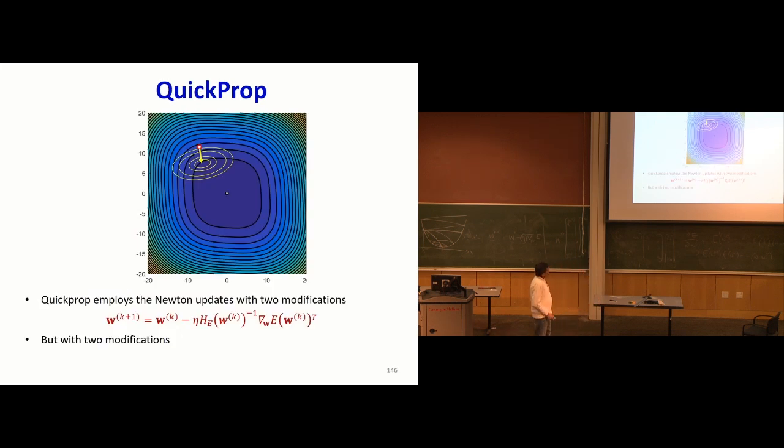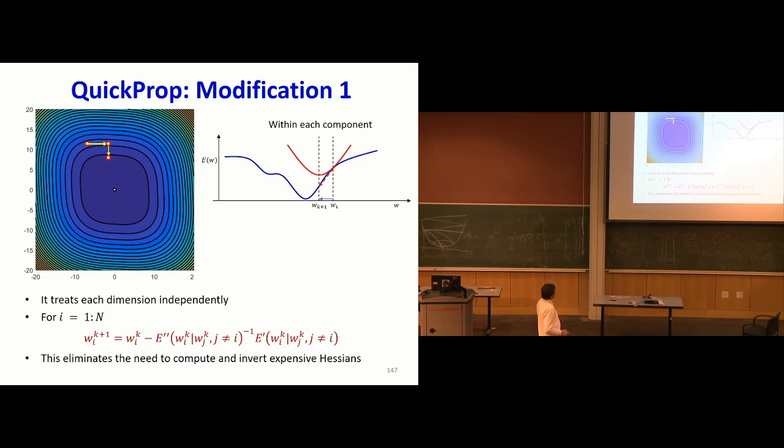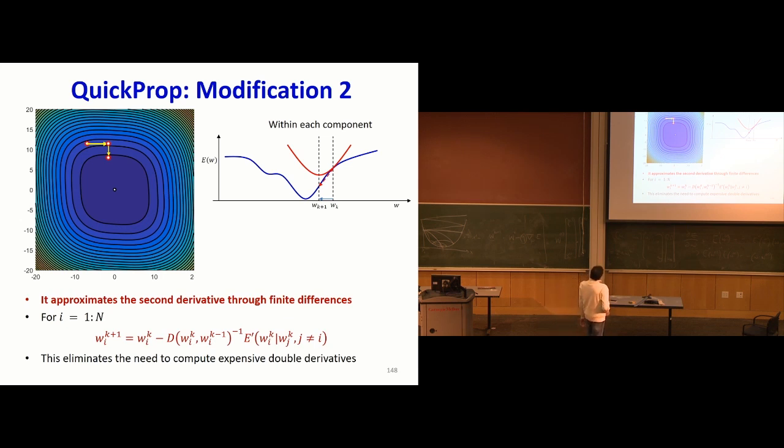Then you have other equivalents like QuickProp. QuickProp actually uses Newton updates, but with two modifications. First one, this is the standard Newton update. It's the current estimate minus a step against the gradient, but scaled by the inverse of the Hessian. And so the two modifications are, first, it deals with each dimension independently. Which is to say, instead of taking the inverse Hessian, you're just taking the inverse of the partial derivative with respect to that component, which means it eliminates the need to compute and invert expensive Hessians. The second one is that it doesn't actually compute the derivative.